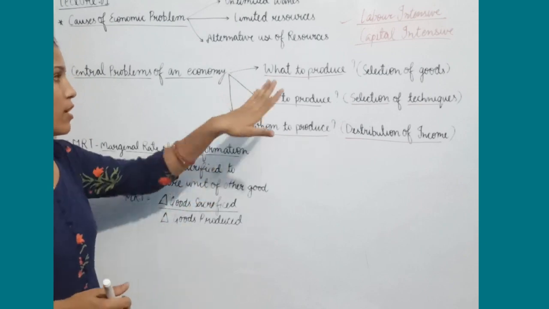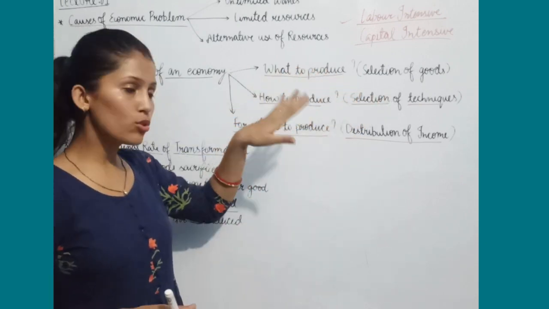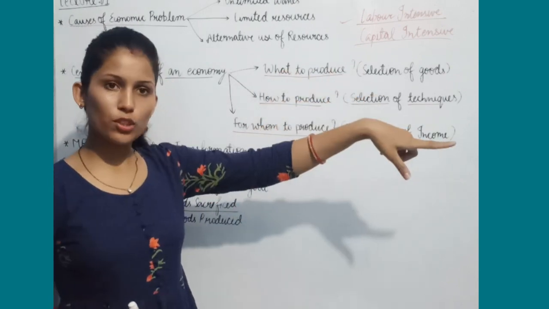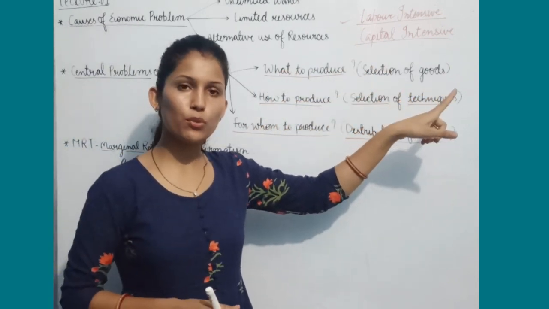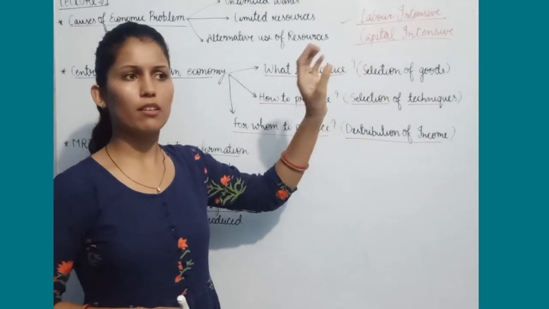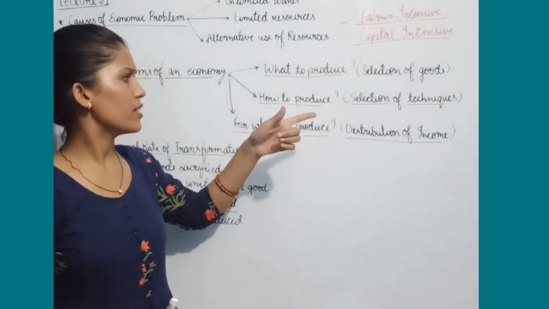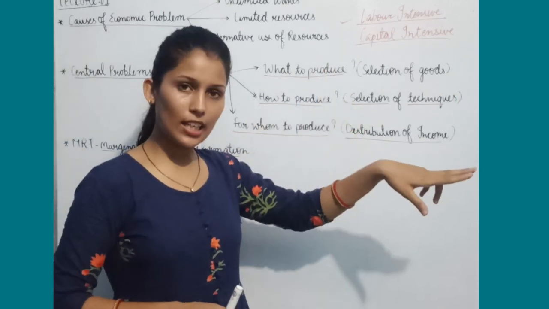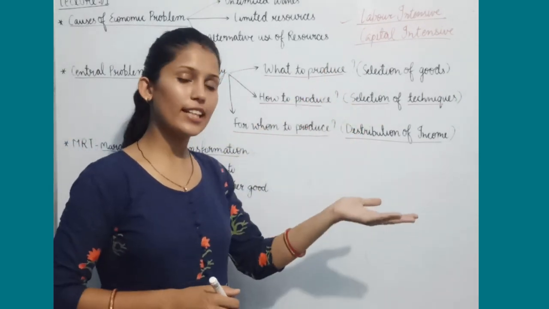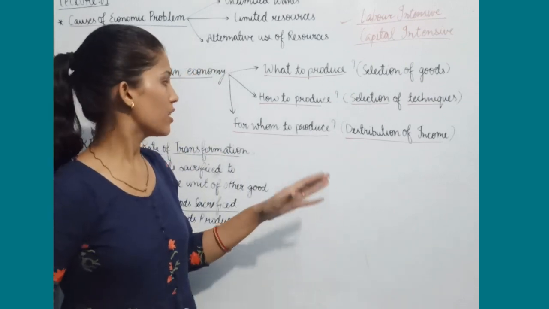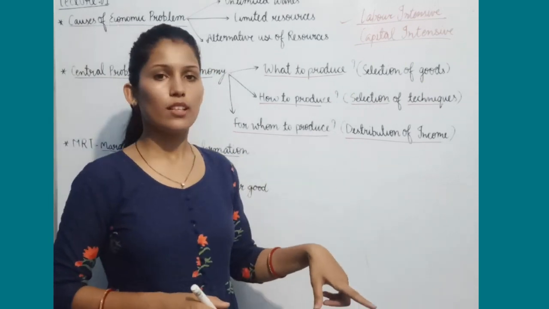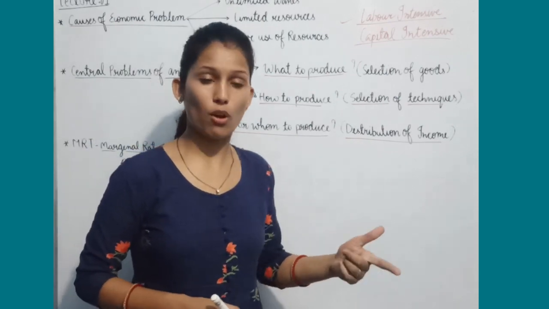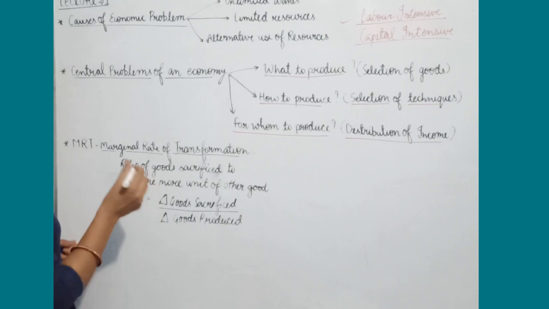So these three are the basic central problems of an economy. Clear? First is what to produce, how to produce, and for whom to produce. Means what to produce: selection of the goods, which type of goods you have to produce, like capital goods, basic necessity goods, and luxury goods. Clear? How to produce: which type of technique you are using, like capital intensive technique or labor intensive technique. Next is for whom to produce: you will decide according to the distribution level of income in an economy.